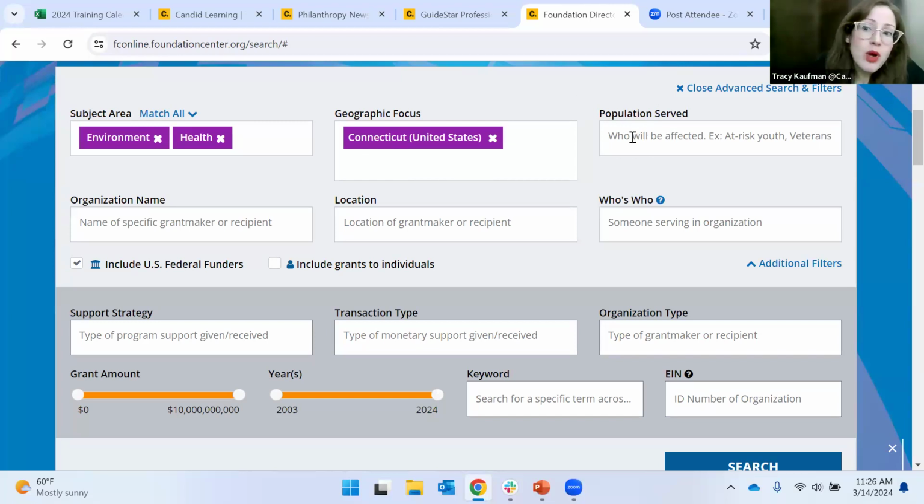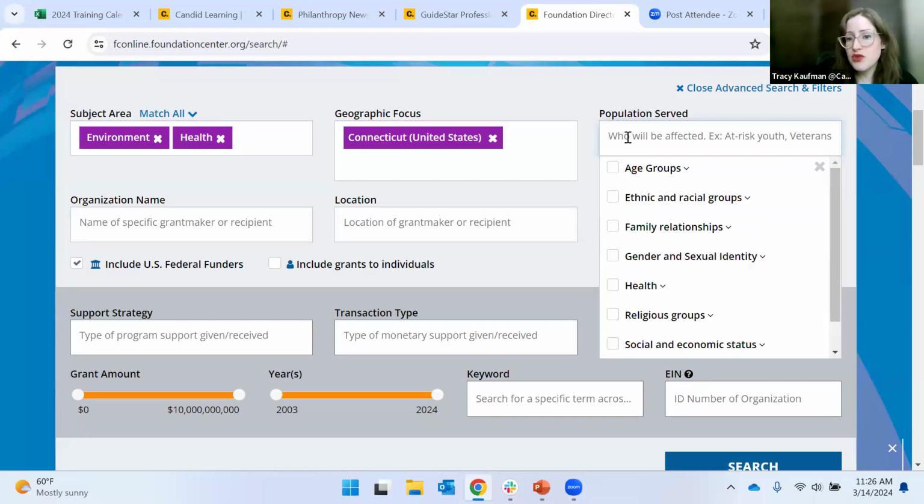Population served, sometimes you might want to try that if the specific audience you target is a really important part of what you do. For example, if you mostly serve children and youth, you might want to put that under population served. Or if you serve a particular ethnic or racial group, a particular gender, people with disabilities, a low income population, or different religious groups, things like that, you might want to try that in population served. It is not a necessity, but depending on who you are and what you do, it might come in handy to try that.